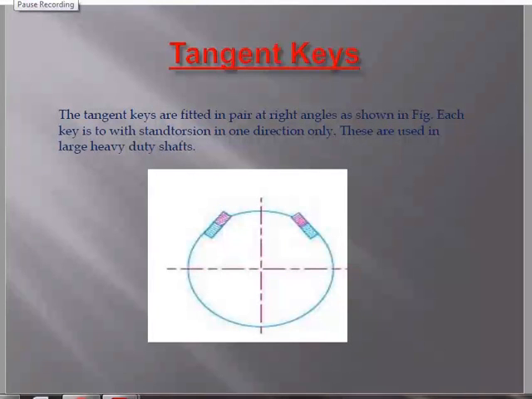Next we have tangent keys. Tangent keys are used in heavy duty equipment. Tangent keys are actually a pair. These pair of keys are placed at right angles to each other and tangent to the surface of the shaft as shown in the figure. So here we have two tangent keys. Each key will withstand the torsion in one direction only. So this is about the tangent keys, and we have to remember that these keys are used in the large heavy duties.